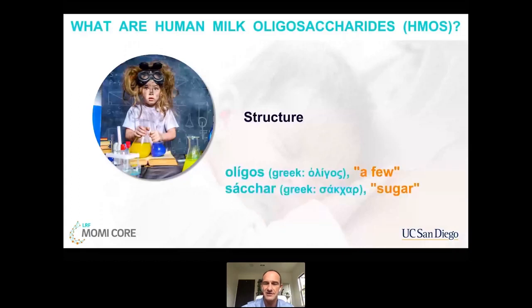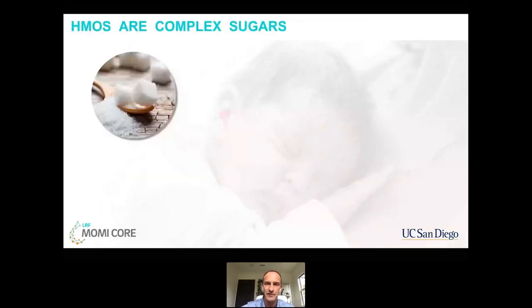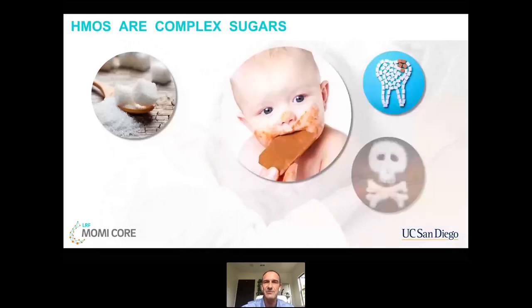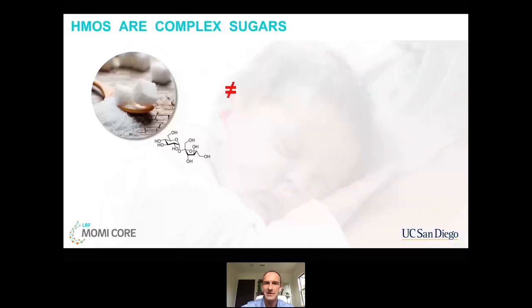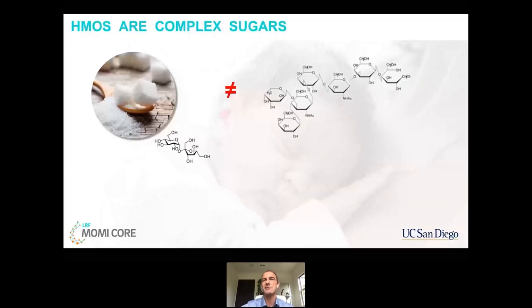Oligosaccharide means a few sugars. So if we look at that, what does this really mean? This is not the sugar you know from your food, or in your coffee in front of you right now. We don't really want to have that simple sugar in our diet in the early stages. I'll show you that the human milk oligosaccharides are way more complex structurally than table sugar that you put in your coffee and tea.